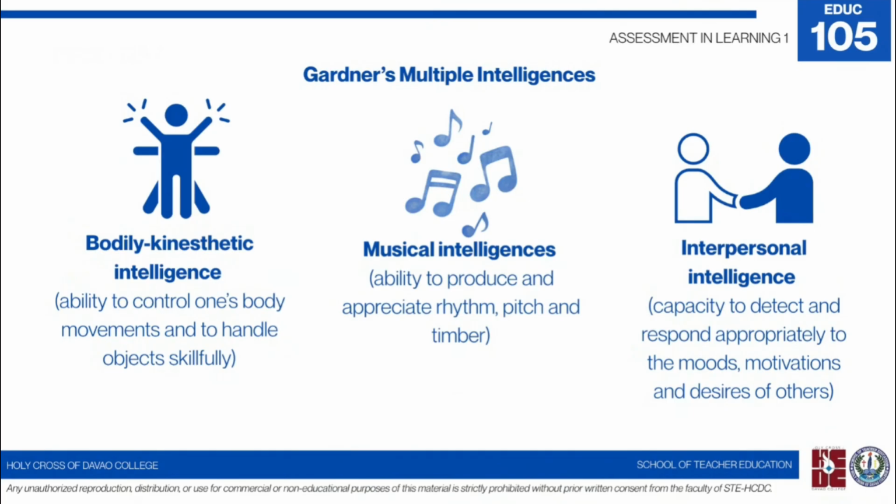Next one, the interpersonal intelligence. This is the capacity to detect and respond appropriately to the moods, motivations, and desires of others. Our people smart learners are naturally empathetic, communicative, and collaborative. They thrive in social settings and often emerge as leaders or mediators in group activities. So they understand people intuitively and are skilled at navigating social dynamics.